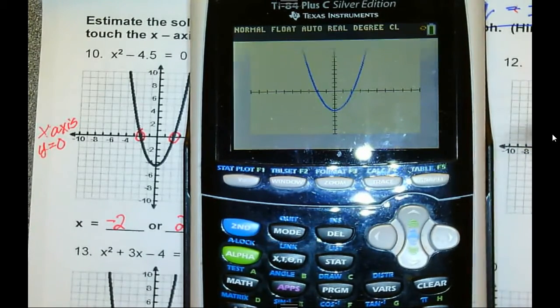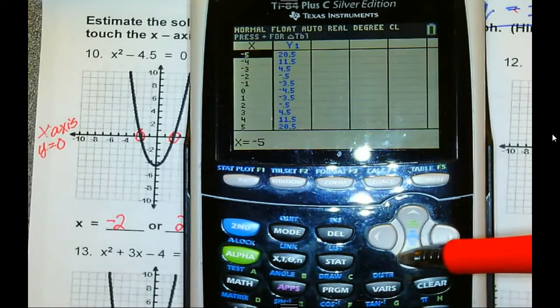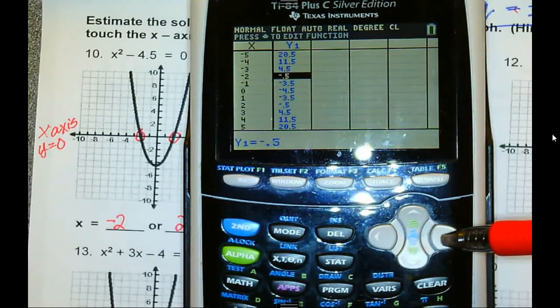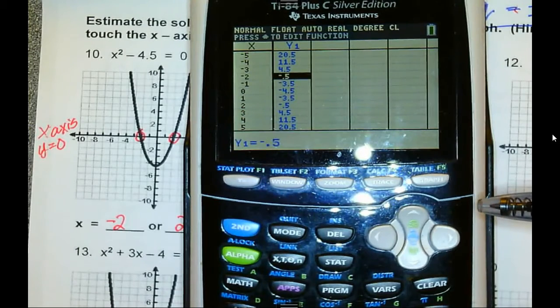Second graph is our table of values. Negative 2. Oh, no, it's negative 0.5. So those are not the zeros, solutions, roots, x-intercepts of our quadratic equation. Anybody know how to get those numbers?